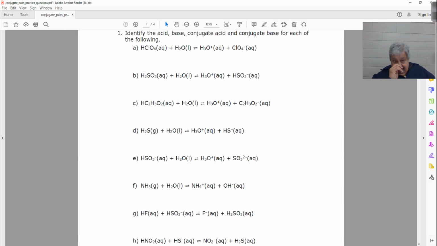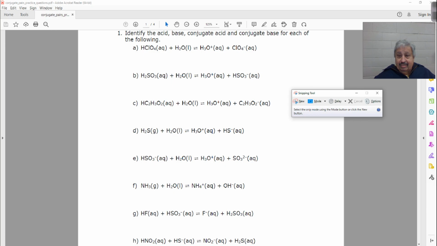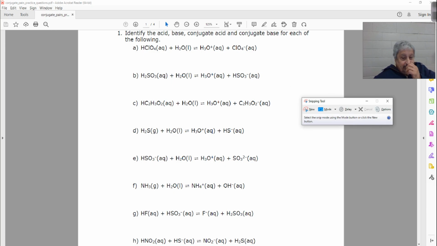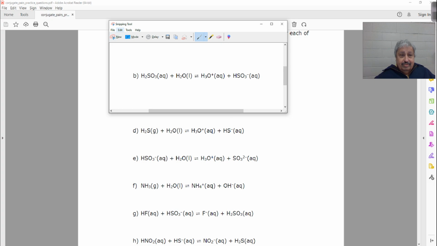So let's take one of those. I will have my snipping tool ready to go here. So which one do you like from A to H? Any preference? B? Okay, somebody said B. Okay, let's see.